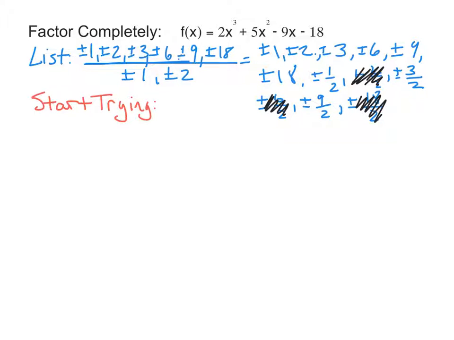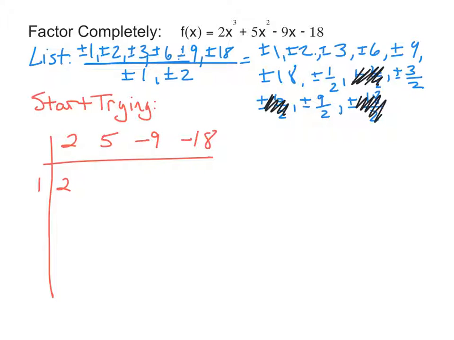And we're going to try by doing synthetic division. So I'm going to take all those coefficients and start going through my list. The first one I'm going to try is 1. So we bring down the 2. 1 times 2 is 2, plus 5 is 7. 1 times 7 is 7, plus negative 9 is negative 2. And then 1 times negative 2 is negative 2, plus negative 18 makes negative 20. Since this remainder is not 0, 1 is not a 0 of f of x.